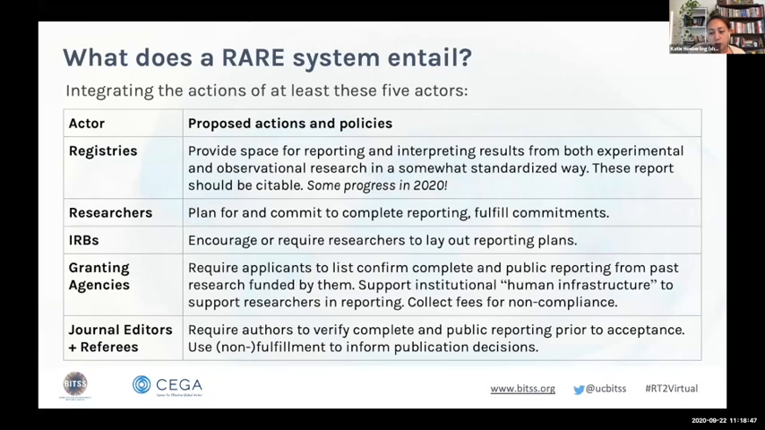And then collecting fees for noncompliance, maybe not in a pandemic year, but when it is feasible to collect fees, at least to show that enforcement is a real thing. Otherwise, your policy doesn't have much teeth if you're not going to actually act on it. And then lastly, journal editors and referees could require or encourage authors to verify that there is complete and public reporting somewhere prior to accepting a manuscript for publication. Or if they're not requiring that, they could at least use it to inform their publication decisions.